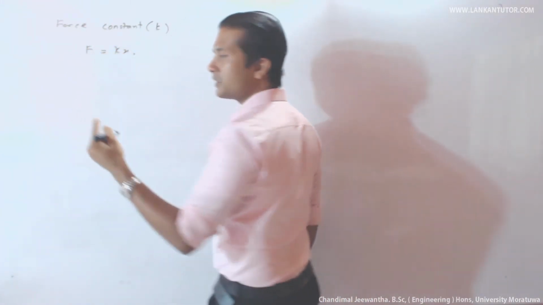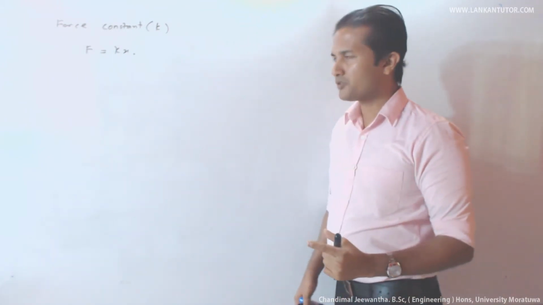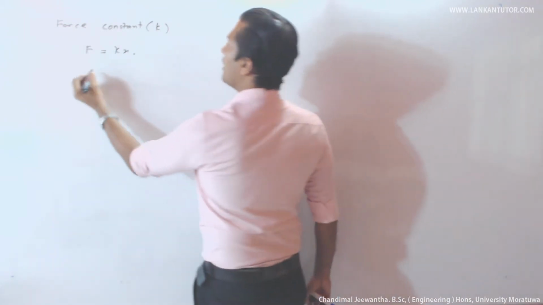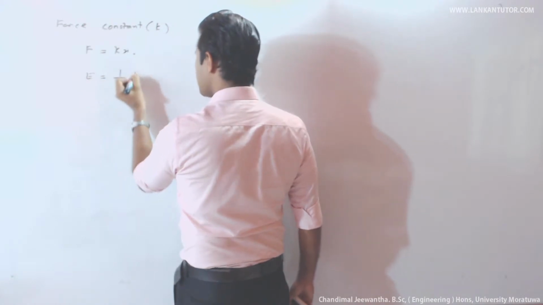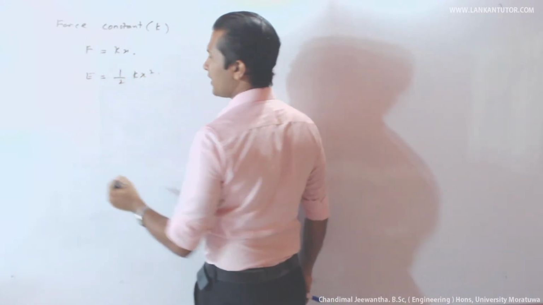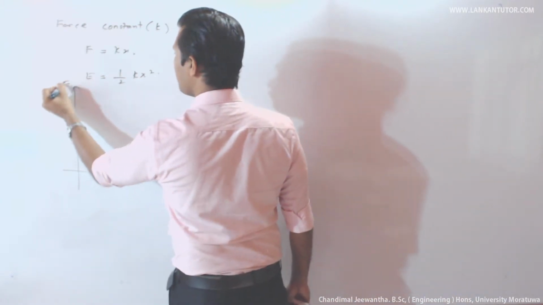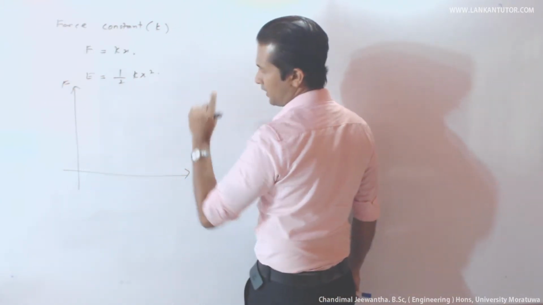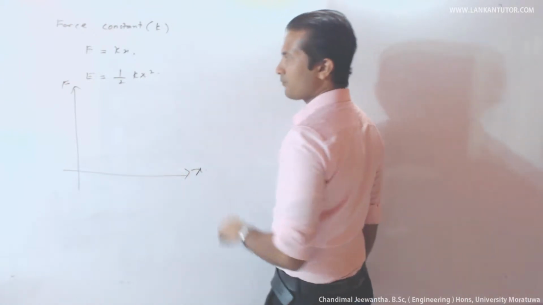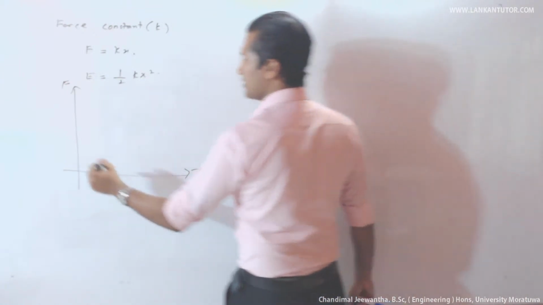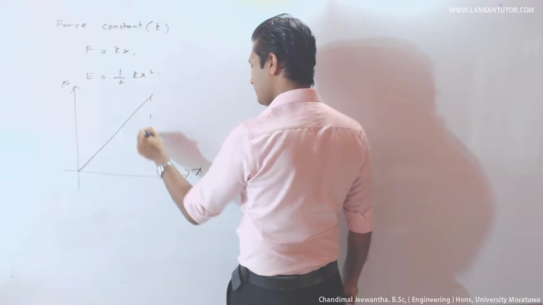And the other thing is the elastic potential energy, which is taken as half kx square. Let's consider the variation of force with the extension. So it should be a linear one.